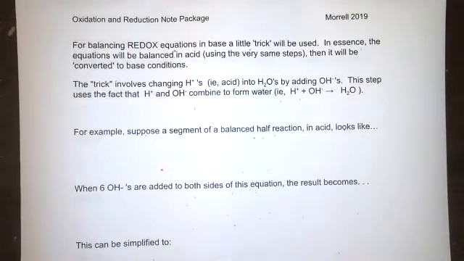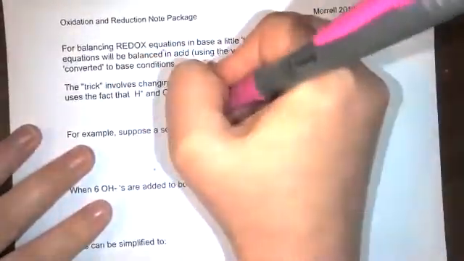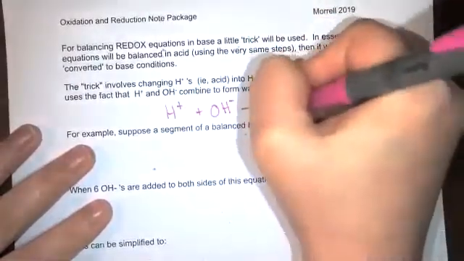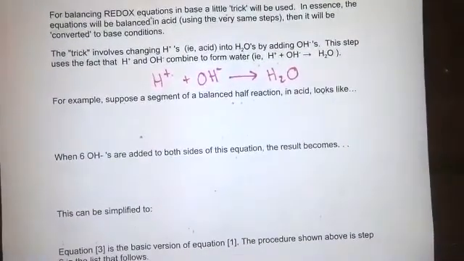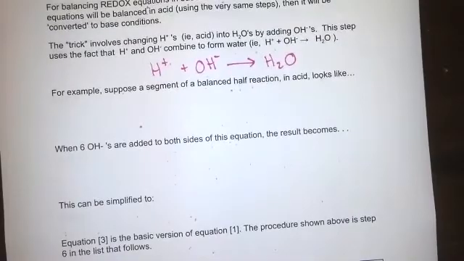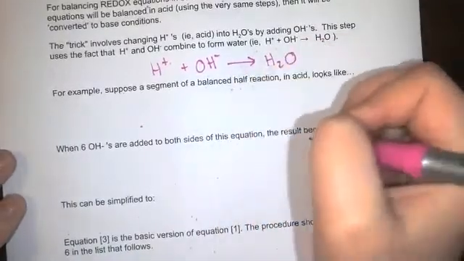So this trick involves changing our hydrogen ions that are our acid into water by adding hydroxide. So we're getting rid of those hydrogen ions, what is making it an acidic condition, by adding hydroxide. This step just uses the fact that whenever I have hydrogen ions and hydroxide, I'm going to be producing water.